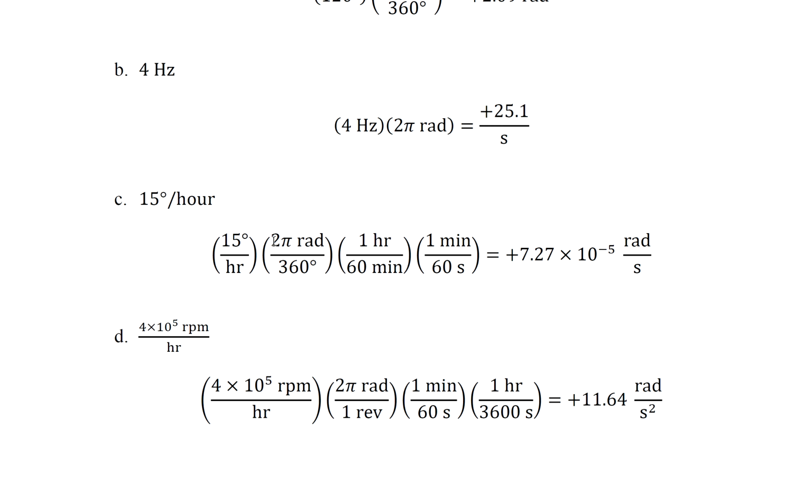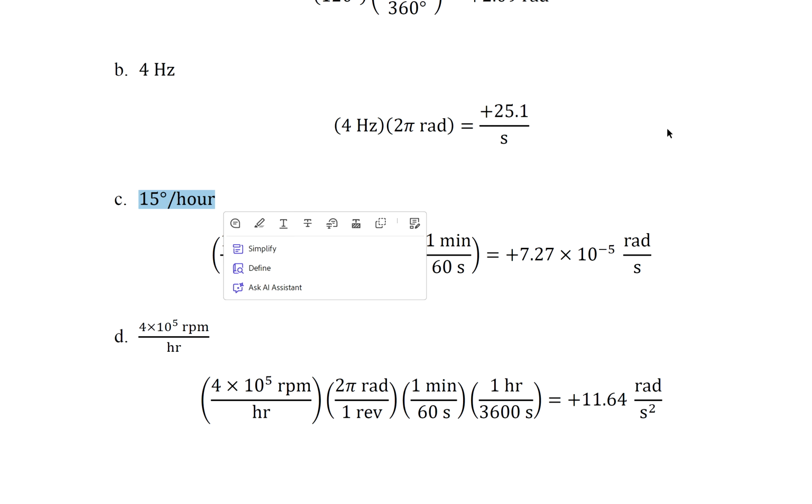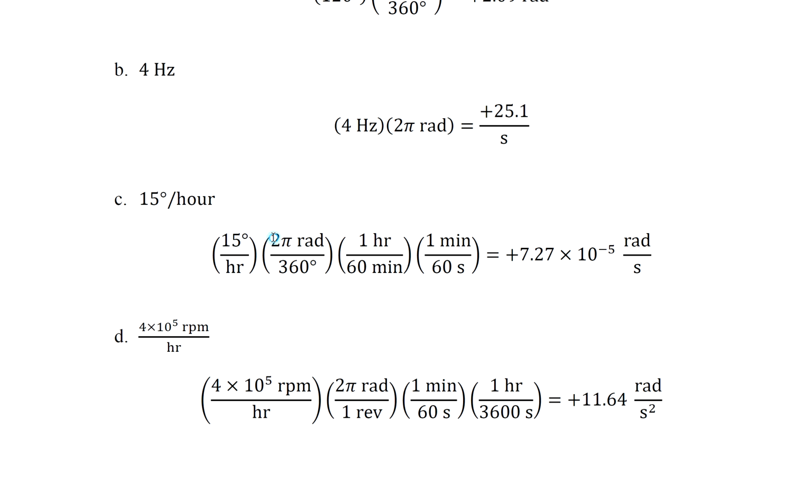15 degrees per hour, we want this to be in radians per second. So the numerator is equal to the denominator in this parentheses that's been highlighted. The numerator is equal to the denominator in this parentheses that's been highlighted. And finally, the numerator is equal to the denominator in this parentheses highlighted.